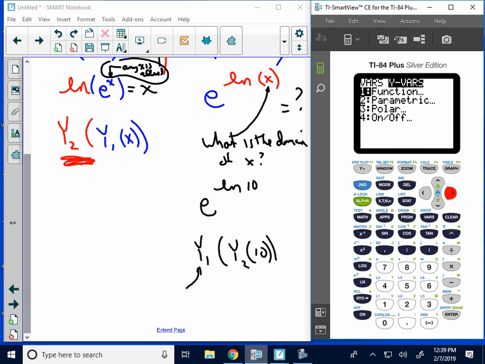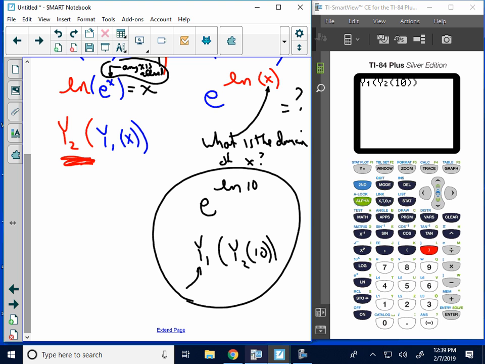Vars, Y-Vars, Function, y1, parenthesis, Vars, Y-Vars, Function, y2, and then parenthesis, and I'm putting in 10. Okay, so that's this expression right here that we're trying to evaluate, and everything works fine. We get 10. However, if we try putting in a negative number, so second enter, and let's arrow over and edit this to maybe -5, now we're going to have a problem, right?